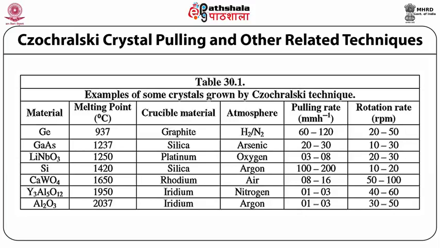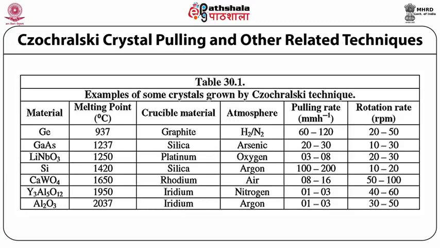The crucible material is rhodium. Atmosphere is air. The pulling rate is maintained at 8 or 16 mm per hour. The rotation rate is 50 to 100 rpm. For the growth of YAG, Y3Al5O12, the melting point is 1950. The crucible material is iridium. The atmosphere is nitrogen. The pulling rate is 1 to 3 mm per hour, and the rotation rate in terms of RPM is 40 to 60.